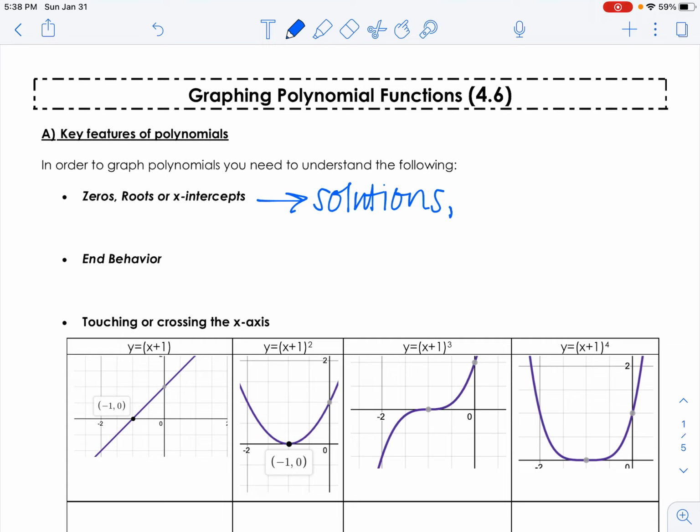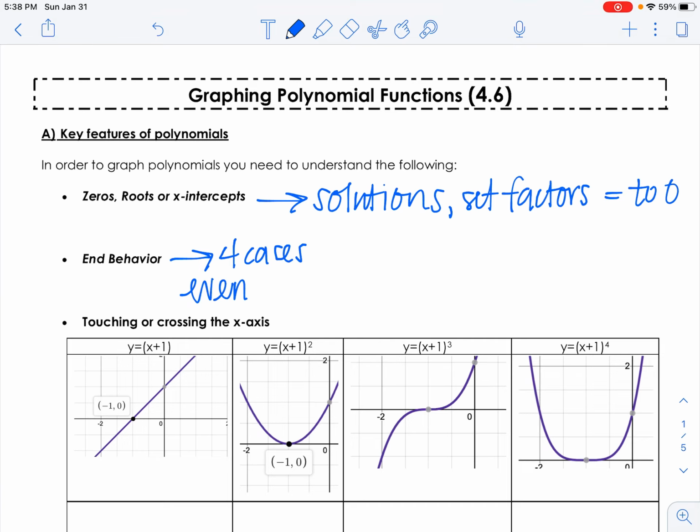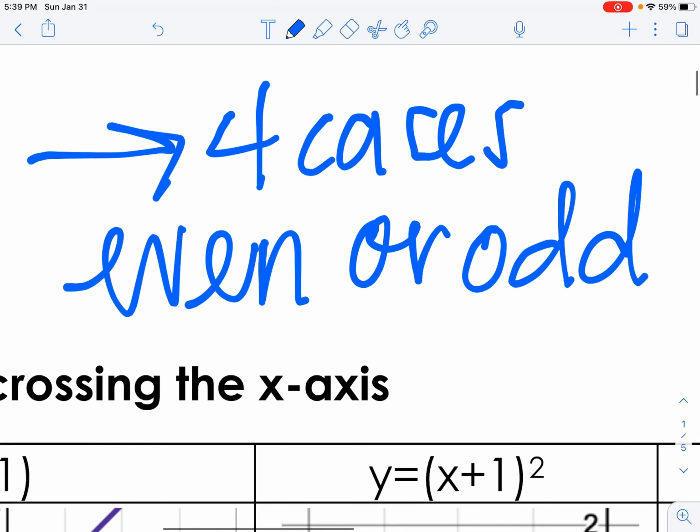Okay, and so we get them by setting our factors equal to 0. Okay, remember with our end behavior, there are 4 cases, and they all depend if you have an even or odd degree. Remember, even, they go in the same direction. Odd, they go opposites.